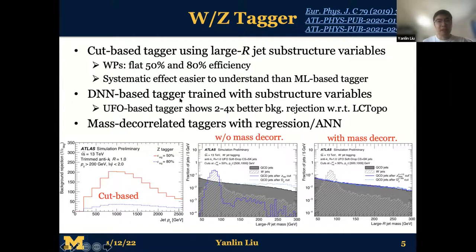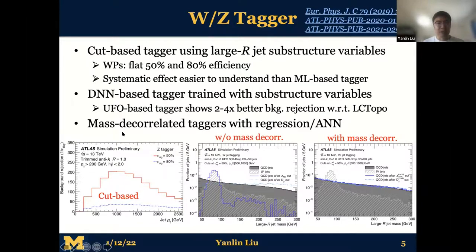Apart from this, we also have the DNN-based tagger, which is trained with the substructure variables. There's also a recent development of a UFO-based tagger, which shows 2 to 4 times better background rejection with respect to the tagger based on LC topo.